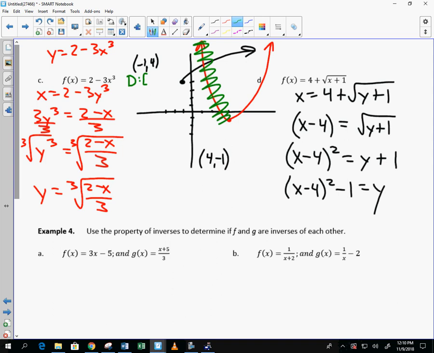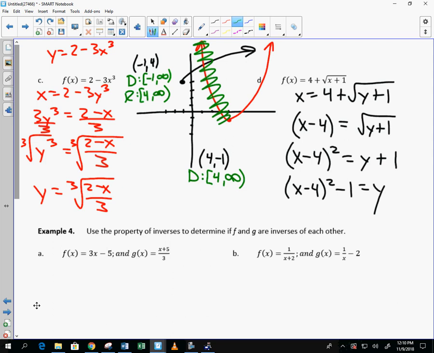What x values do I start to pick up with the radical function? -1 to infinity. How about the range? Close. 4 to infinity. What we said is that when you do inverses, they switch, don't they? So that means that the domain becomes the range, and the range becomes the domain. So the domain, we want it to be from 4 to infinity.